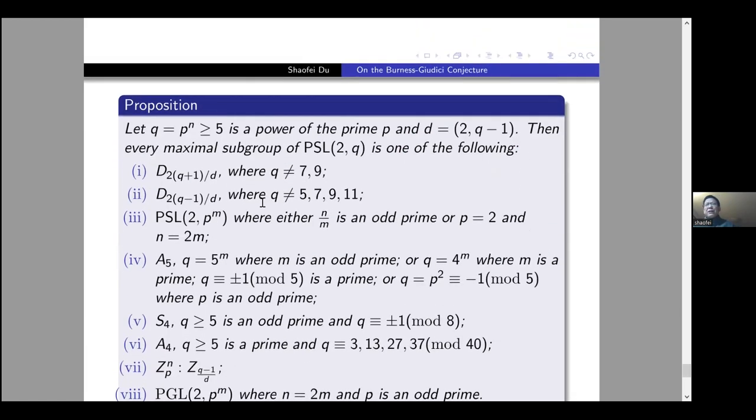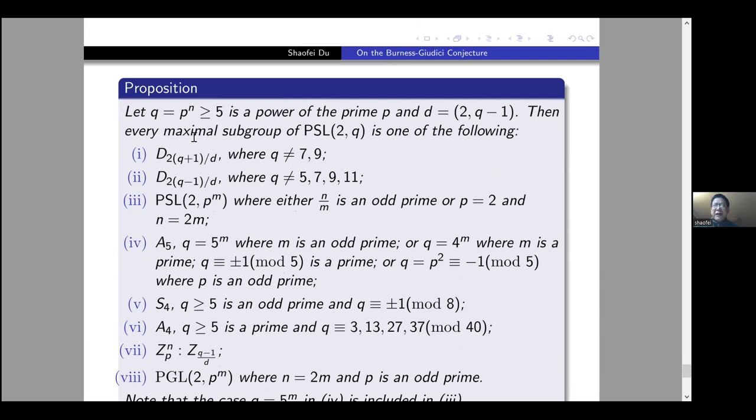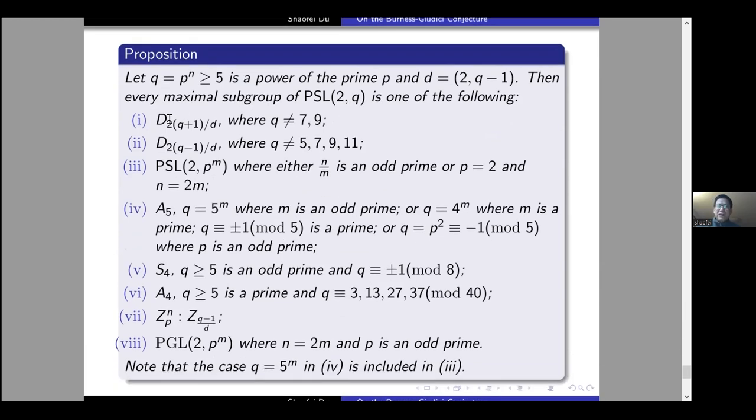So if you want to work on this group, we have to use the classification. This is a classical result. Each maximal subgroup of PSL2(q) is one of the following. There are several families. The first is the dihedral group of order q minus one. This subgroup of order q minus one has a semi-regular action, with no fixed point. The second class is of order q plus one. Here's q plus one, here's q minus one. This is the first two classes.